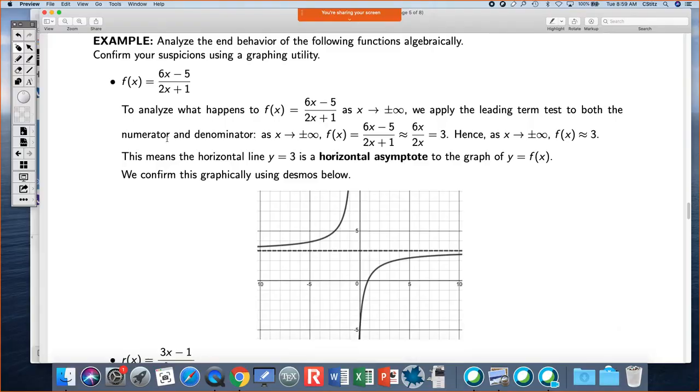Okay, so for example here, 6x minus 5 over 2x plus 1, we can do the same thing. You've got the 6x running the show in the numerator, the 2x running the show in the denominator. So that gives you a quotient of 3. So as x goes off to plus and minus infinity, the function values are getting closer to 3. And that gives us a horizontal asymptote y equals 3.